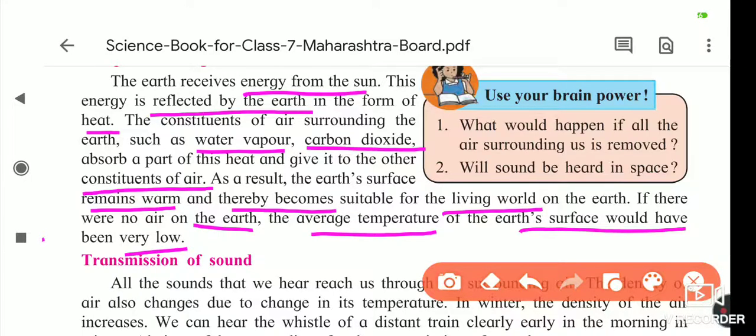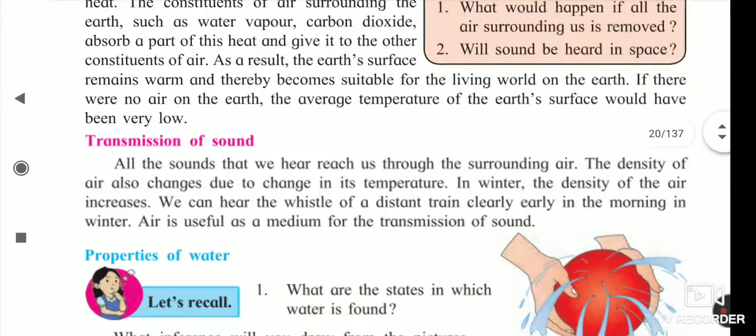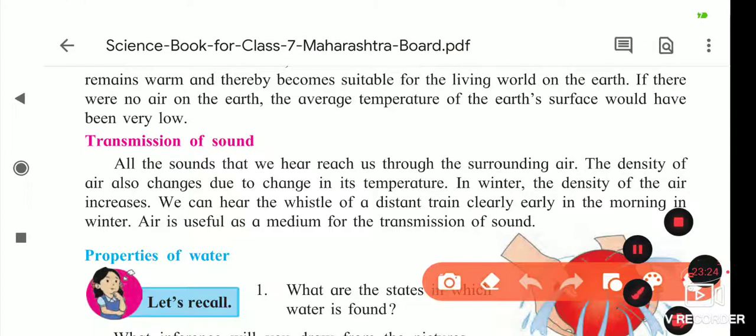Here is a use your brain power question: what would happen if all the air surrounding the earth is removed? A vacuum is created, and living things will not exist in such a situation. Will sound be heard in space? Why can we not hear sound in space? On the earth we can hear because a medium is necessary for the propagation of sound. Air is the medium on the earth, and due to this the propagation of sound takes place and we hear the sound.